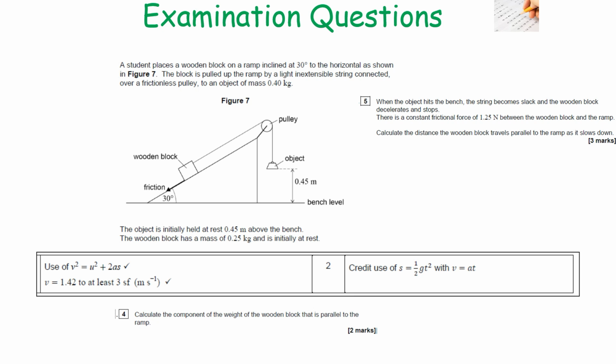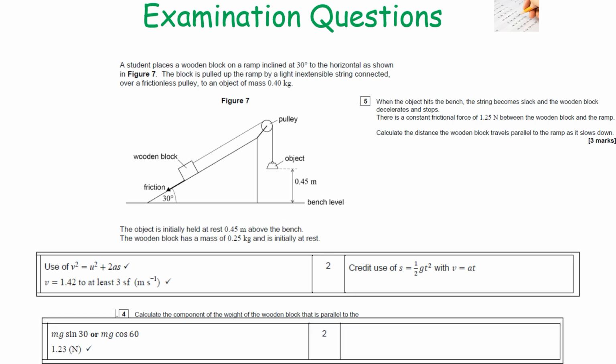So when we're trying to calculate the component of the weight of the wooden block that's parallel to the ramp, straight away when we look at our situation, we can see that in this triangle of forces, the component of the weight parallel to the ramp is going to be weight times sine of the angle. So we do the weight times sine 30, which works out to be 1.23 newtons.